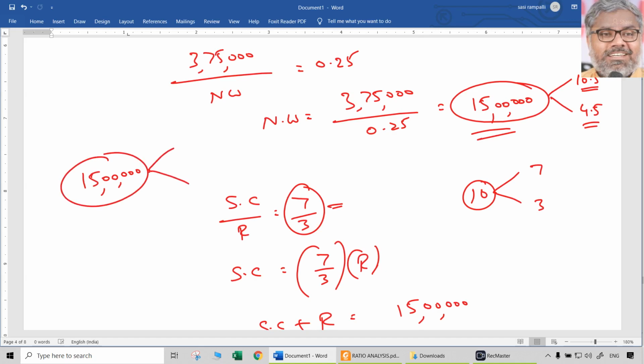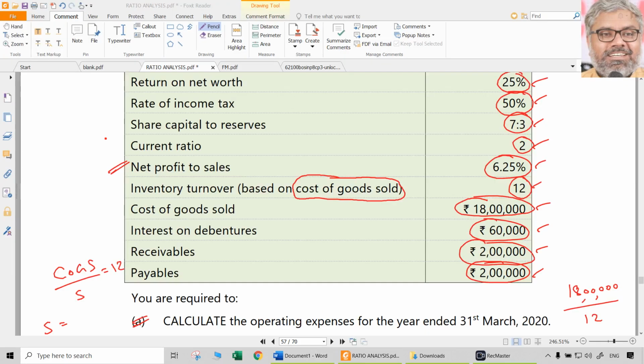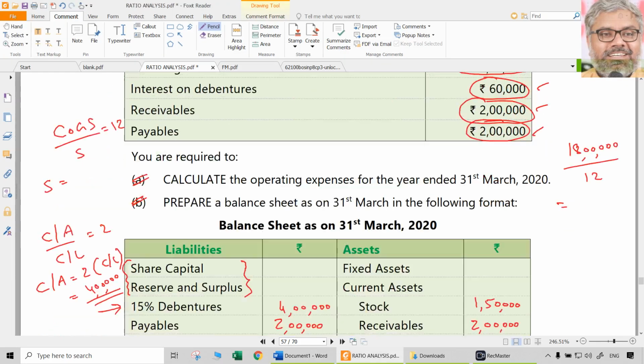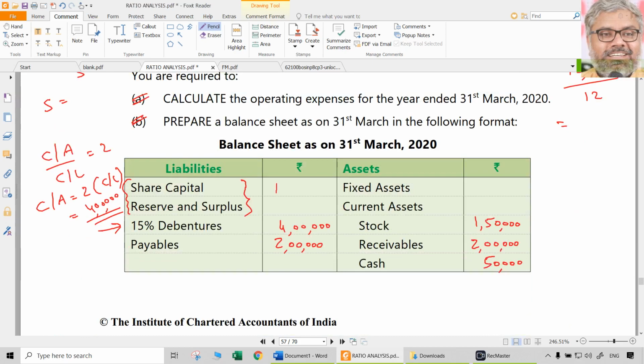How much will 7 represent? How much will 3 represent? Naturally 10,50,000 and 4,50,000. So we can fill that also from the information. 10,50,000, 4,50,000. Total net worth is 15 lakhs. That is clear. Now what is the total of the balance sheet? So we can easily find out the total of the balance sheet.